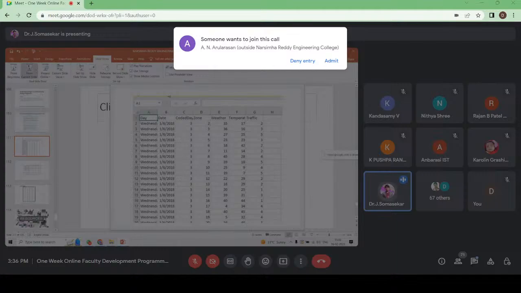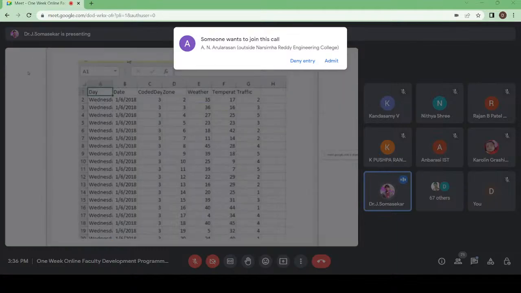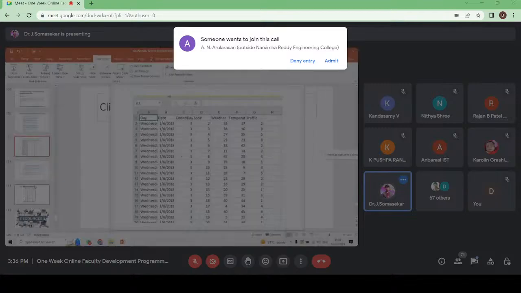Even traffic prediction, this is the data set for traffic prediction. So day and date, and we have to find the traffic. Here, this is a categorical classification. Traffic 5 means heavy traffic, maybe more than 50 cars, or traffic 1 means there is not much traffic. Like that, we can go for categorical classification for this traffic prediction.